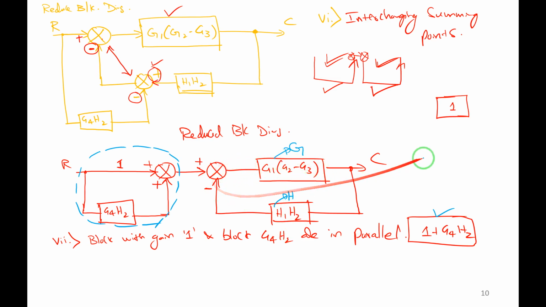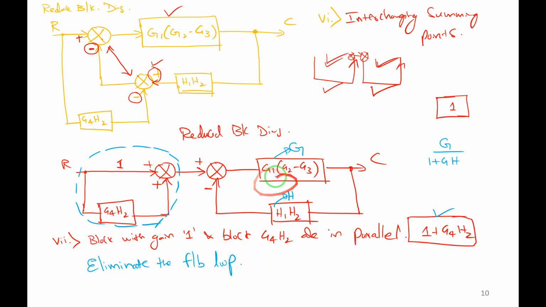So if I want to eliminate this, we will apply the feedback elimination rule. Here you can observe a negative feedback system, so G divided by 1 plus GH. What is G? G is G1 into (G2 minus G3). What is H? H is H1 into H2. So I will write the rule: eliminate the feedback loop.